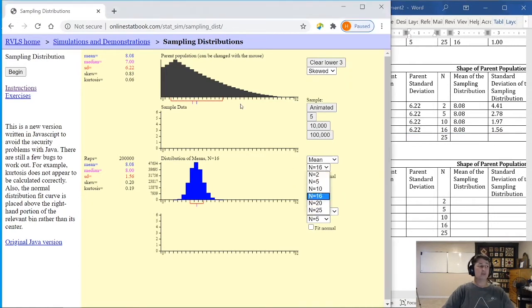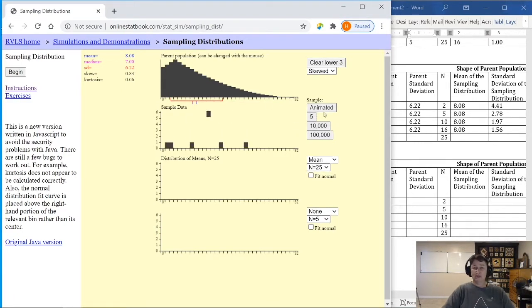One last time with this skewed data, let's do it with a really large sample size of 25, so that I'm pulling out 25 different employees and their salaries.